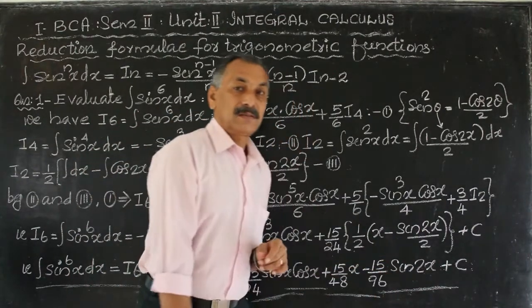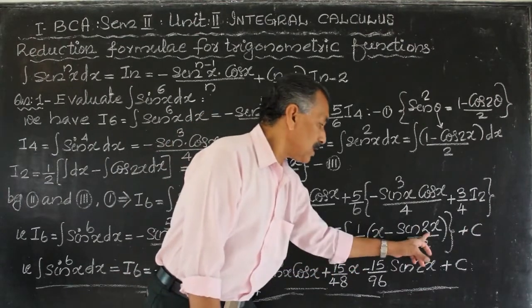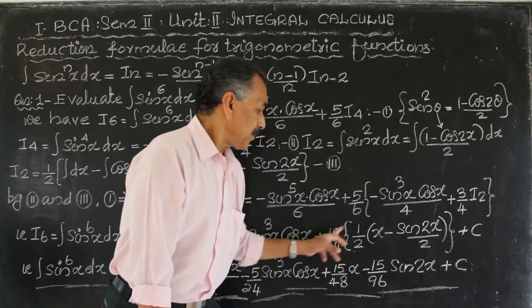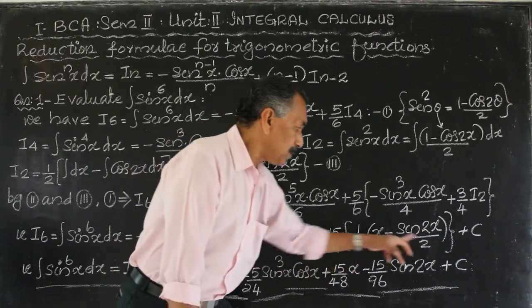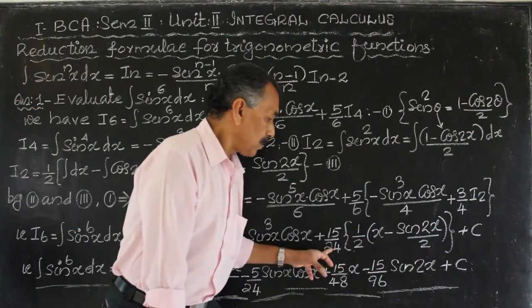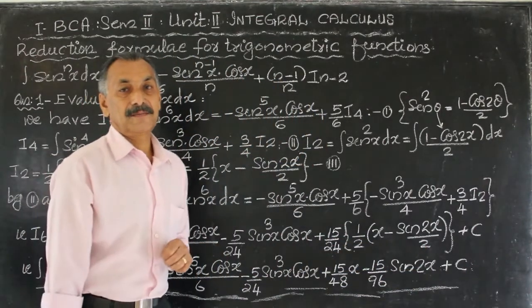Plus 15 by 24 into 1 by 2. Is it 1 by 2 multiplied by 1 by 2x? Then 15 divided by 48 into x. Is 15 divided by 2 into 4, 24? Minus 15 divided by 96 sin 2x plus.